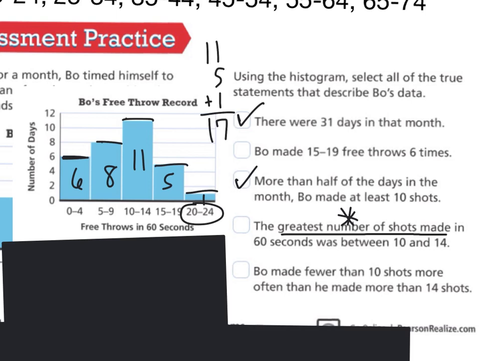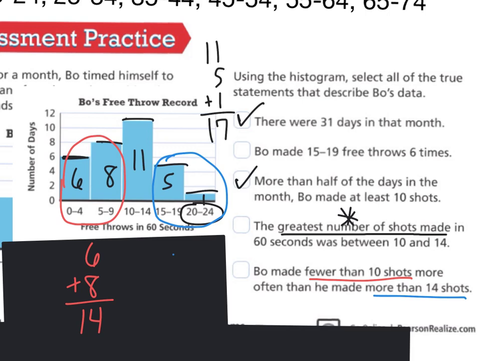And then the last one, Bo made fewer than 10 shots more often than he made more than 14 shots. So fewer than 10 shots, that would be these first groups here. So that's 6 and 8, a total of 14. And then more than 14 shots, that would be these last 2 groups here. So 5 plus 1, which is a total of 6 times. So fewer than 10 shots happened 14 times, more often than more than 14 shots, which happened 6 times. 14 is more than 6, so that works.